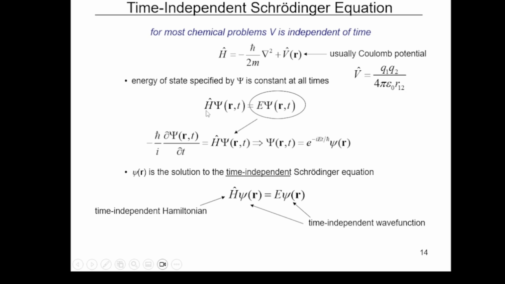So we can write here the Schrödinger equation: the Hamiltonian operator operating on the wave function, which is a function of coordinates and time, gives back the energy, which is the eigenvalue, multiplied by this wave function of r, t. Now, if you put the value of the Hamiltonian operator from the previous slide, you can get this equation where psi(r) is the solution to the time-independent Schrödinger equation. So this Hamiltonian is the time-independent Hamiltonian, and the wave function is the time-independent wave function.